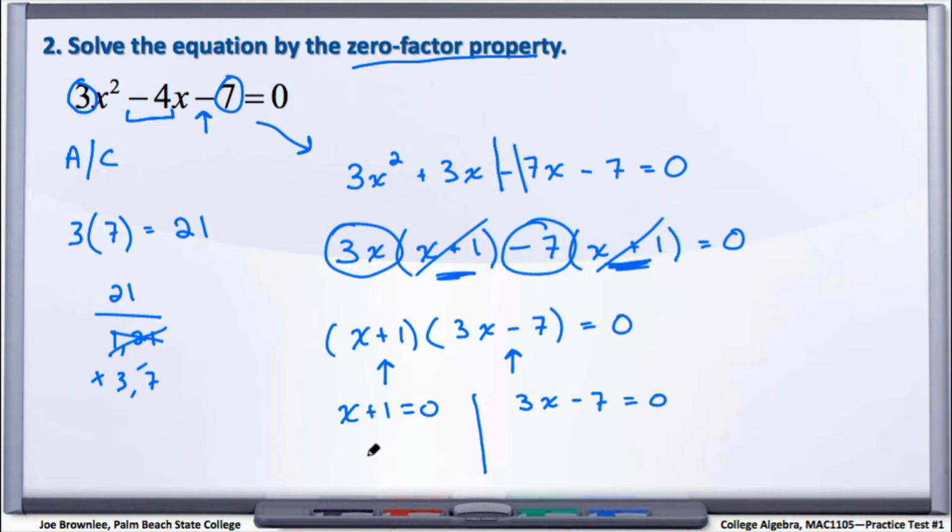And if we want to solve, of course, we could subtract 1 from both sides, and that'll leave us with x equals negative 1. And here we'll add 7 to both sides and divide by 3, and that'll leave us with x equals 7 over 3. So I'm claiming that those are our two solutions.